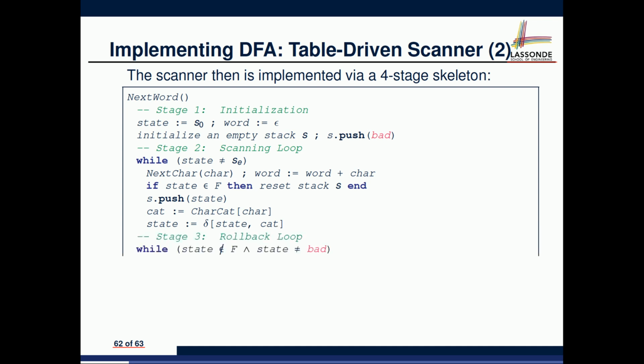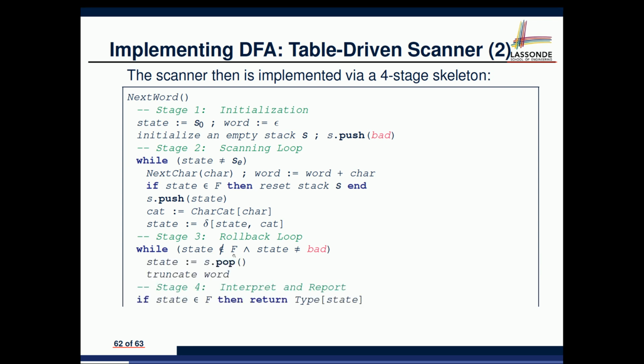Now this one, rollback. This one is saying: while the state is not a member of the accepting states, and the state is not equal to bad, while that is the case, we're going to try to roll back. So when will we exit from the loop? When either the state is equal to bad, which means we're at the bottom of the stack, or the state is simply a member of the accepting states. Basically like that. We pop and then roll back.